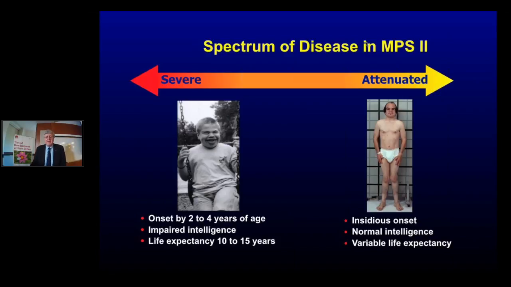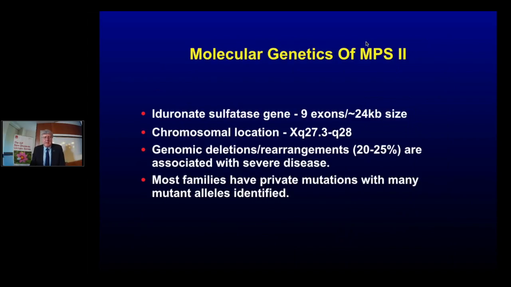Molecular genetics of MPS 2: the gene is located on the X chromosome at Xq27.3-q28. There's a lot of genomic deletion and rearrangements, and these patients always have severe disease. But the big challenge for MPS 2 is that most families have private mutations, and we cannot predict disease severity based on genotype.